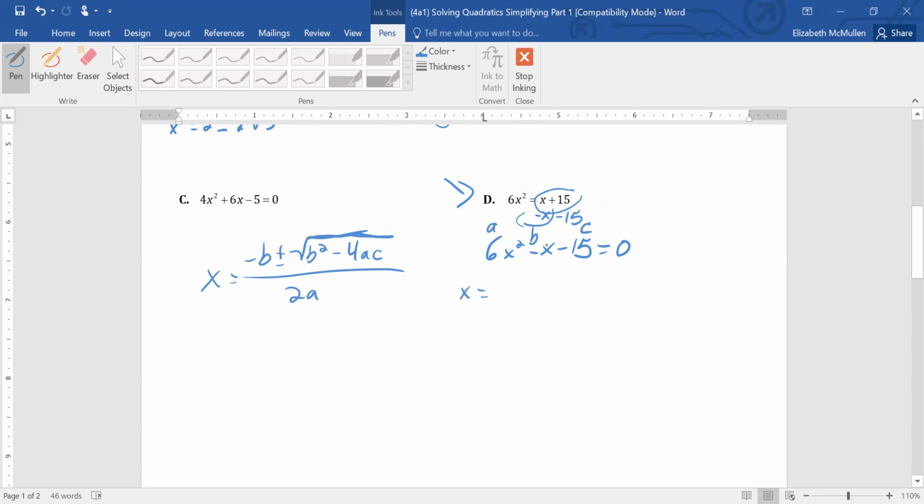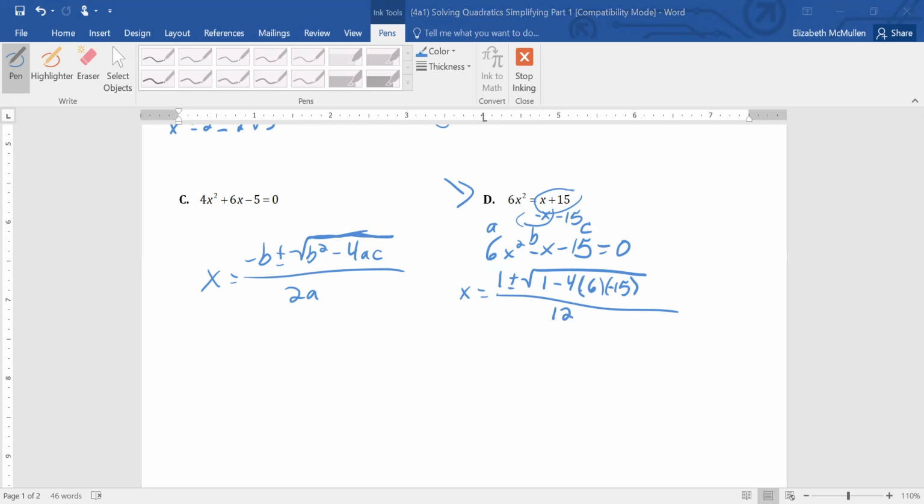x equals negative b. Well, b is a negative 1, so that's going to be a positive 1, plus or minus the square root of b squared. Well, 1 squared is just 1, minus 4ac, minus 4 times 6 times 15. Negative 15. Don't forget your signs. All over 2a. Well, a is 6, so 2 times a is 12.